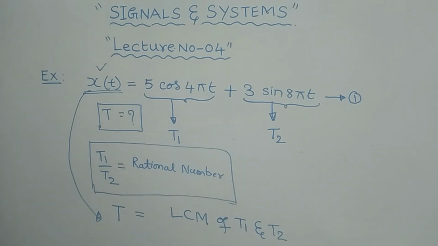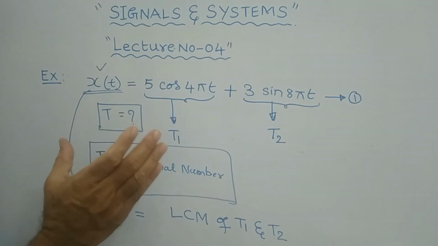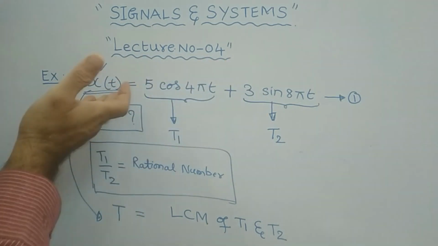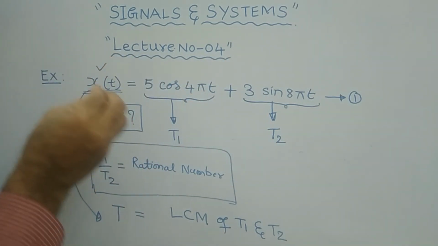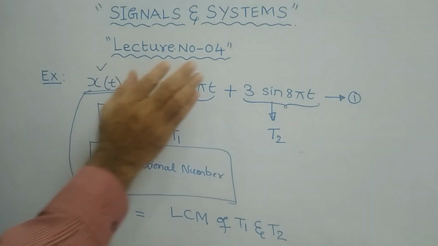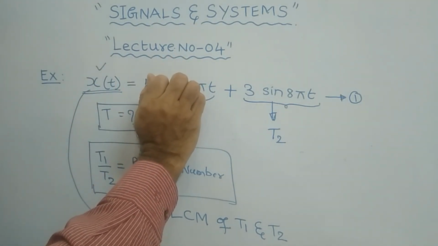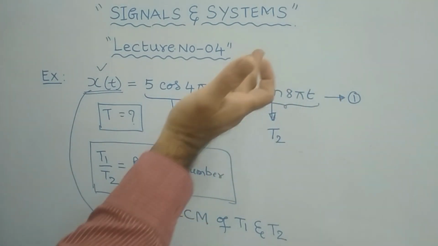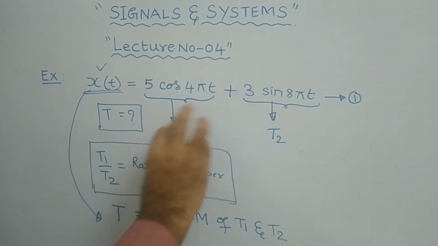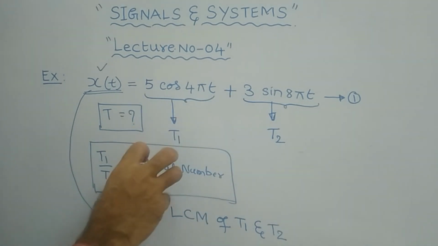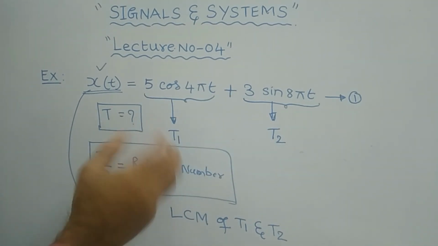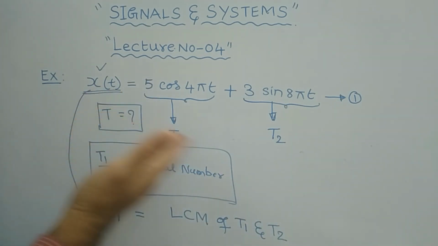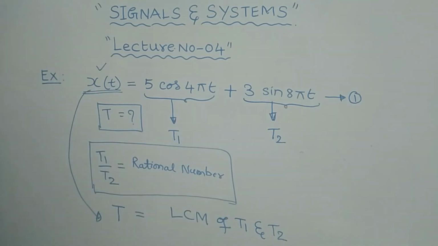Sometimes, or most of the times, we will be asked this type of question also. Sometimes they will combine these two terms and ask you to find out whether it is periodic. If so, what is the period of x of t? For that, you need to find out the time period of this particular term, you can call it t1. Then find out the time period of the second term also, and call it t2. Take the ratio t1 by t2. You must get a rational number. After that, find out the LCM of those two. Then you will get the time period. Whatever value comes, that is the time period of x of t.